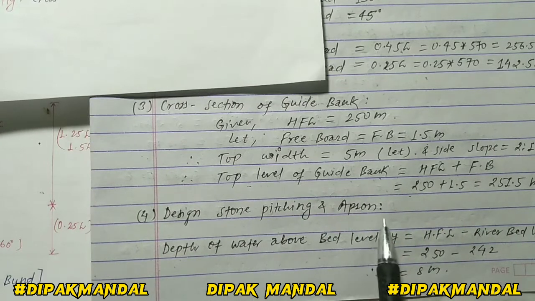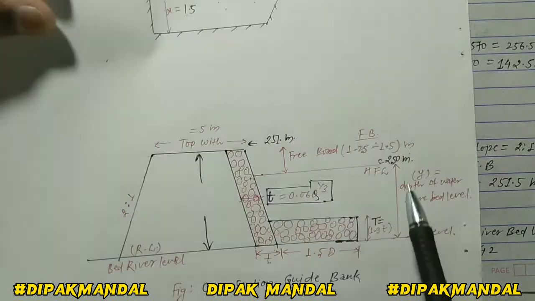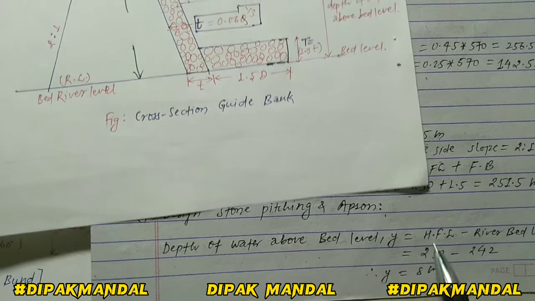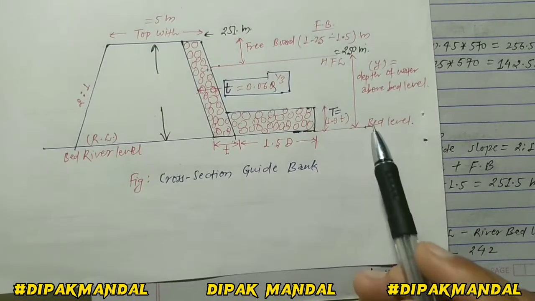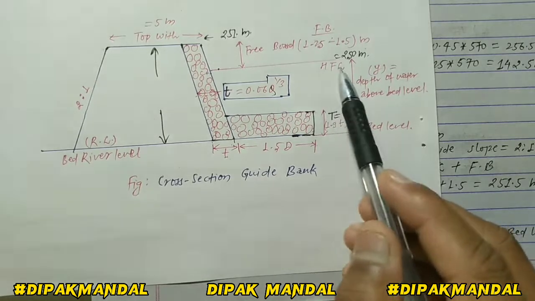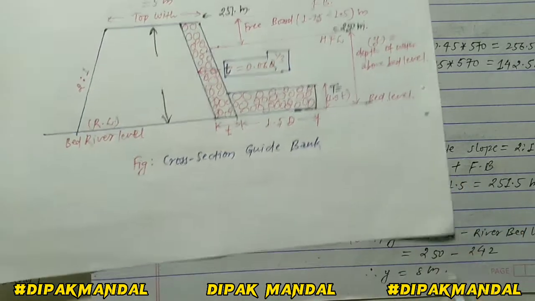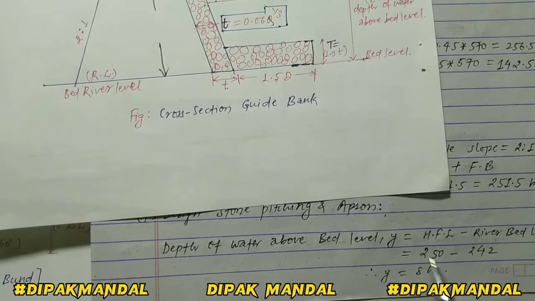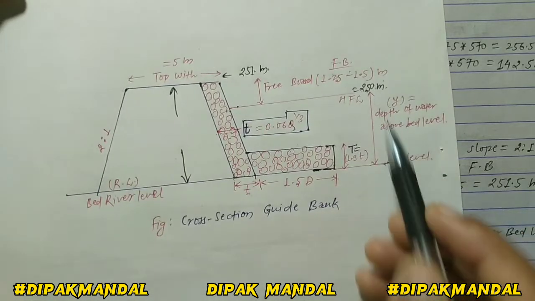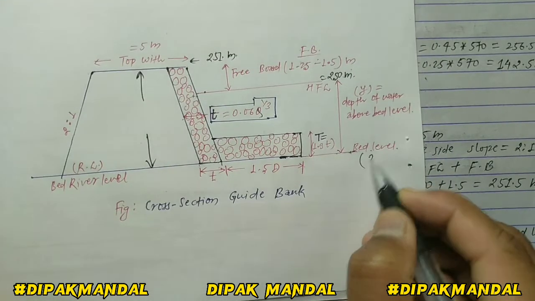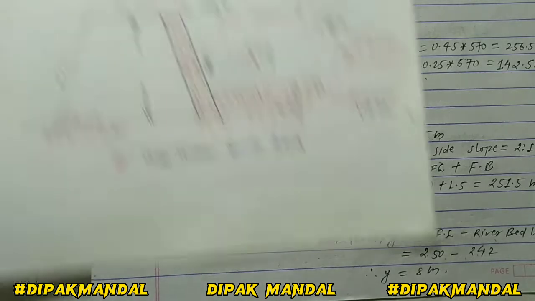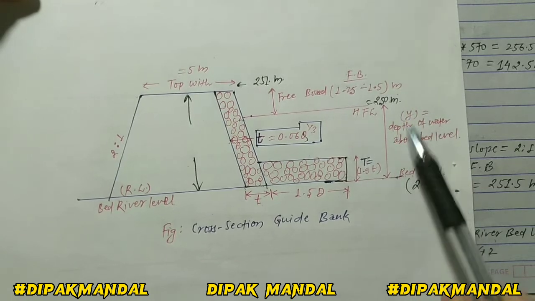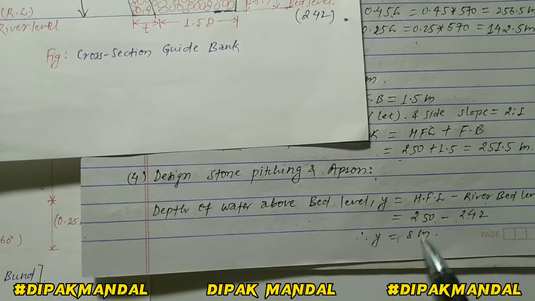Now we have to design the stone pitching and apron. So, the depth of water above the bed level, this value y, we can simply calculate by subtracting the river bed level from the HFL. So y becomes 250 minus 242. The bed level is given in the question, 242. After subtracting this 242 from 250 we get the value of y, so the value of y becomes 8 meter.